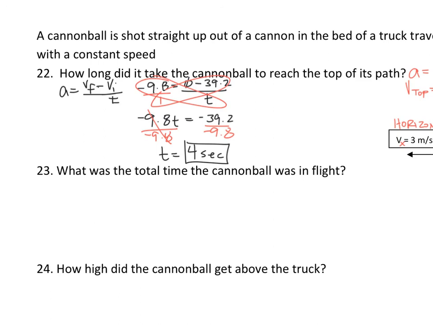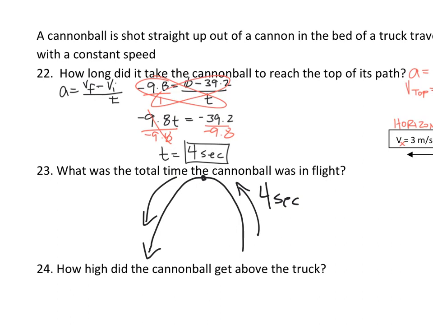So here's what's happening. That cannonball is going up, it's reaching its highest point and coming back down. Well, if it took 4 seconds to go from the bottom to the top, then it's going to take an additional 4 seconds to go from the top back down to the bottom. So if it's asking me for the total time, all I need to do is add those two times together. And when I add 4 plus 4, I get a total time of 8 seconds.